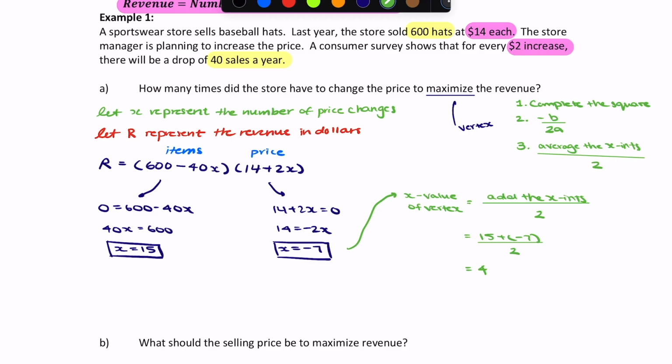And what that means is that, therefore, to maximize the revenue, the store should change the price 4 times to maximize revenue.